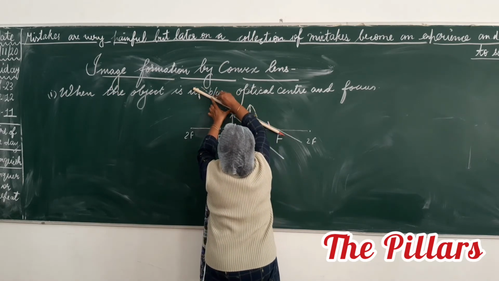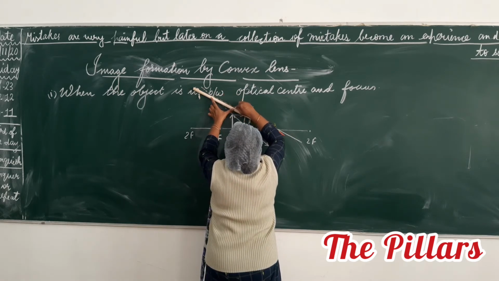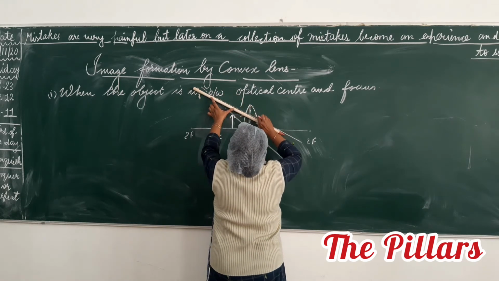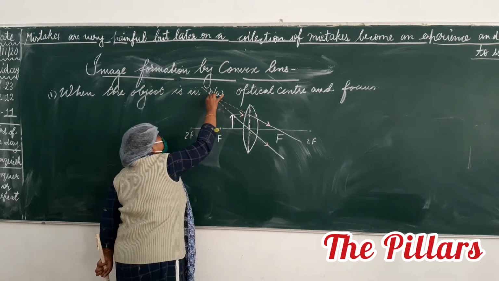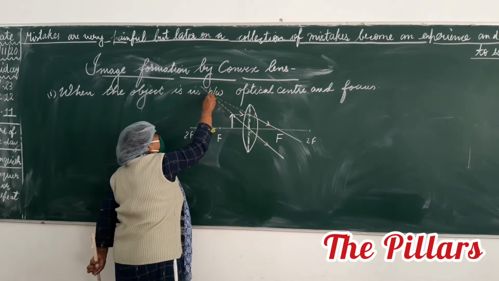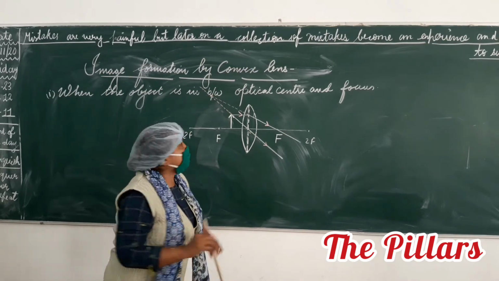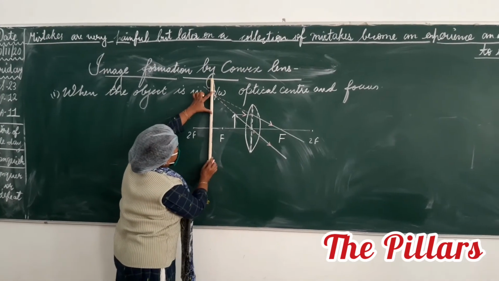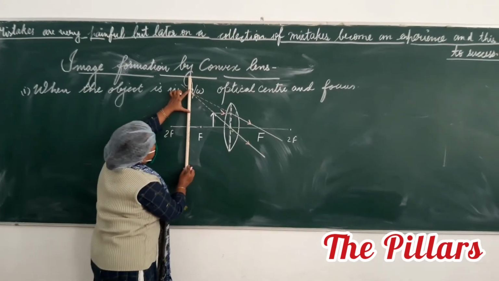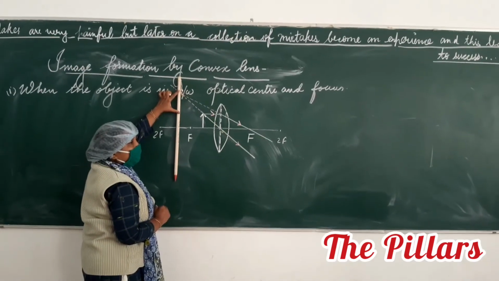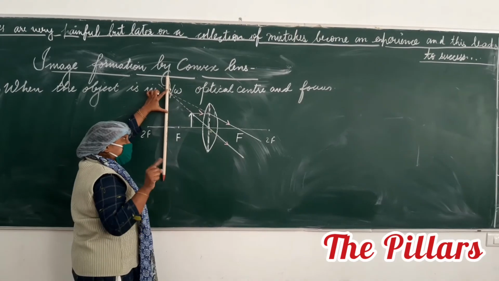See, the image is formed. Both the refracted rays meet each other at a point here. What does it mean? The image is forming. Yes or no? See, I have asked a question. When is an image formed, children? When two refracted rays meet each other.